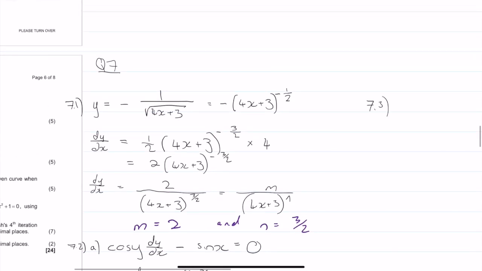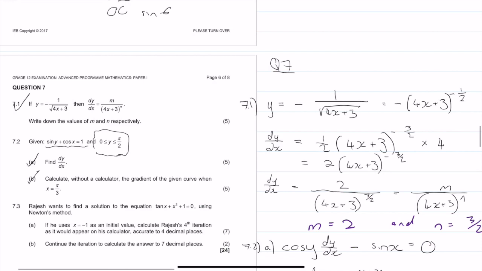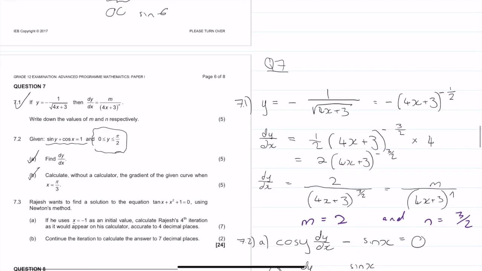So question 7.3 says, Rajesh wants to find a solution to the equation tan x plus x squared plus 1 equals 0 using Newton's method. If he uses x equals minus 1 as an initial value, calculate Rajesh's fourth iteration as it would appear on his calculator to 4 decimal places. Okay, so let's start off with that.